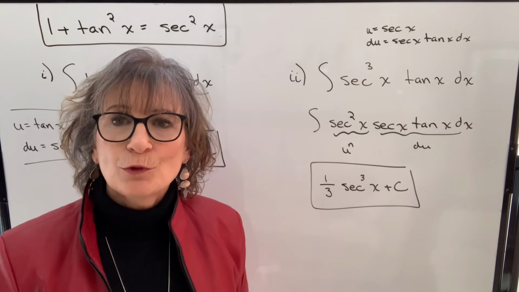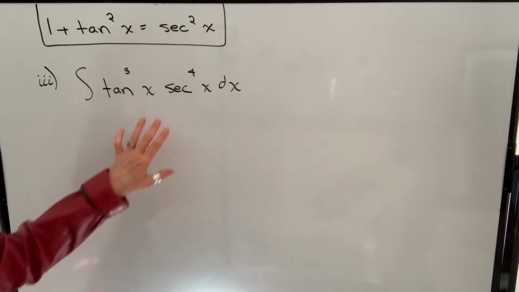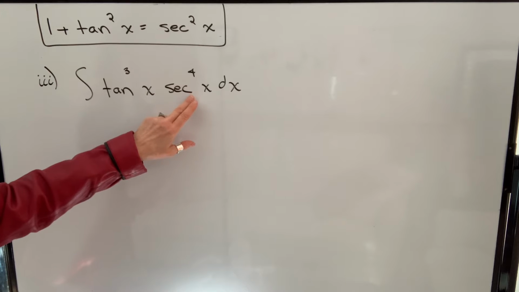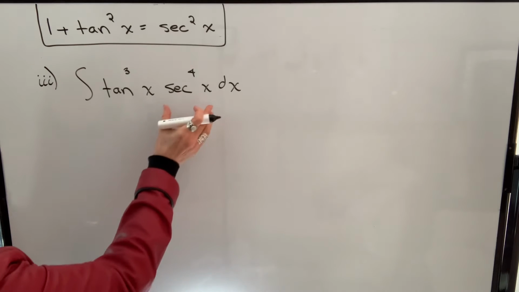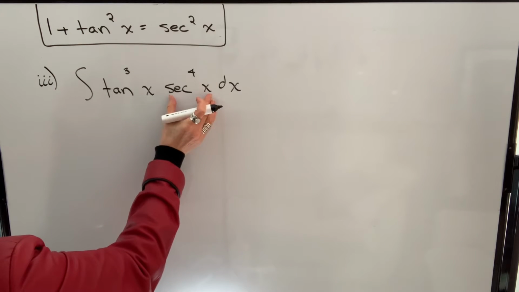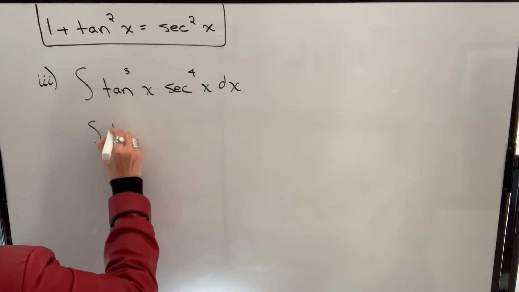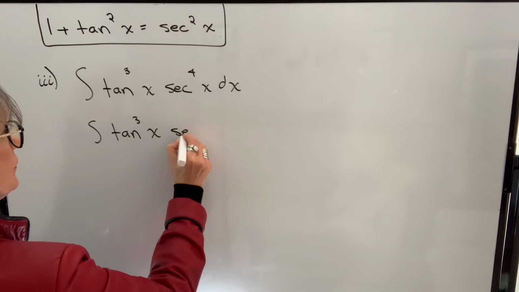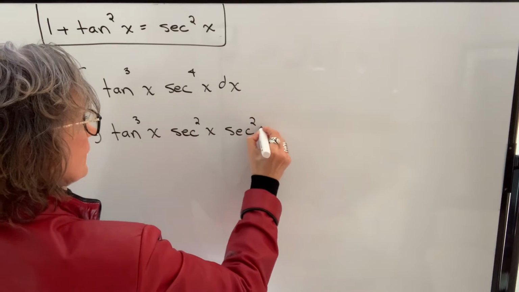Let's try a few more examples where we have to use our Pythagorean identity. In our next example, we have tangent function cubed, secant function to the 4th power. Now, what I'm going to do is break secant of x to the 4th power into secant squared times secant squared. And the reason I'm going to do that is secant squared x is the derivative of tangent of x.